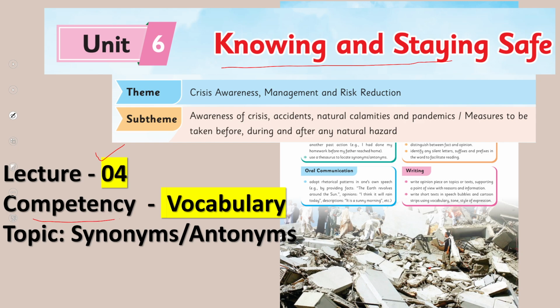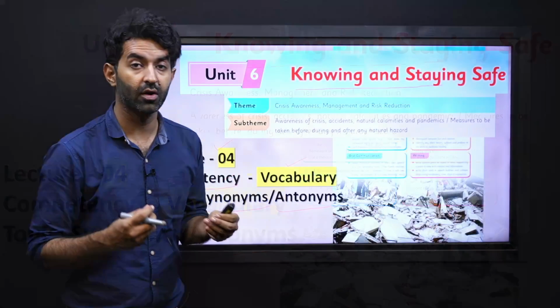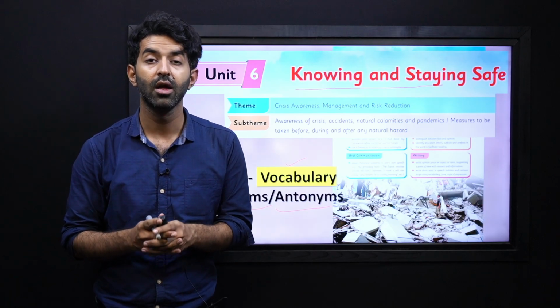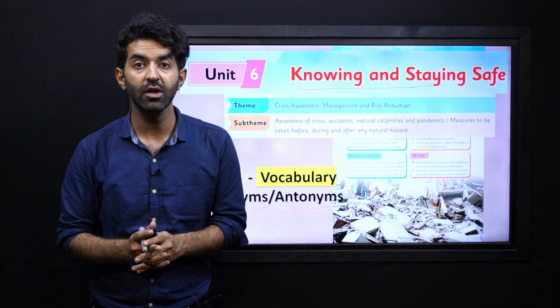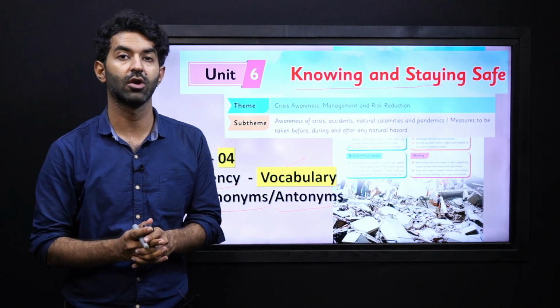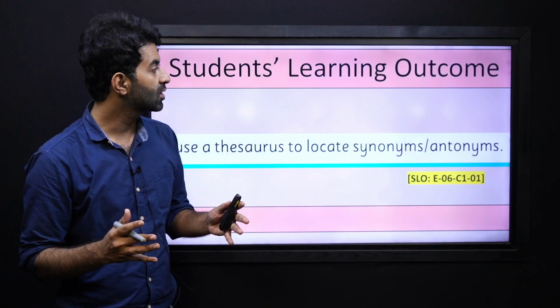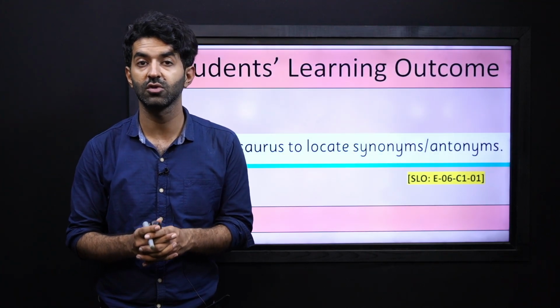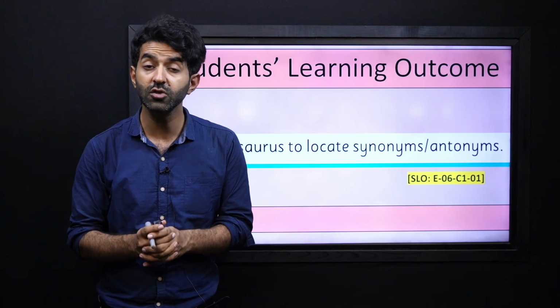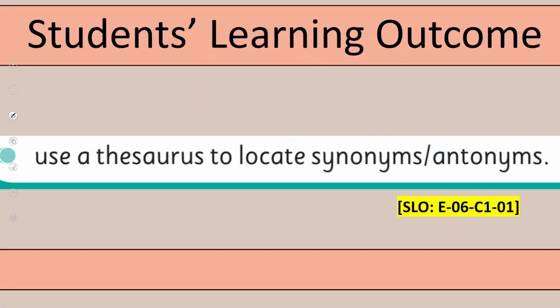Now, the competency is of vocabulary, and we are going to talk about locating, finding synonyms or antonyms. I hope that you have a good idea about what they are. Now, if not, then do not worry. We are going to learn them really soon in this video lesson. So, pay attention, and here is the student's learning outcome that we are going to focus on and achieve. It says, use a thesaurus to locate synonyms or antonyms.